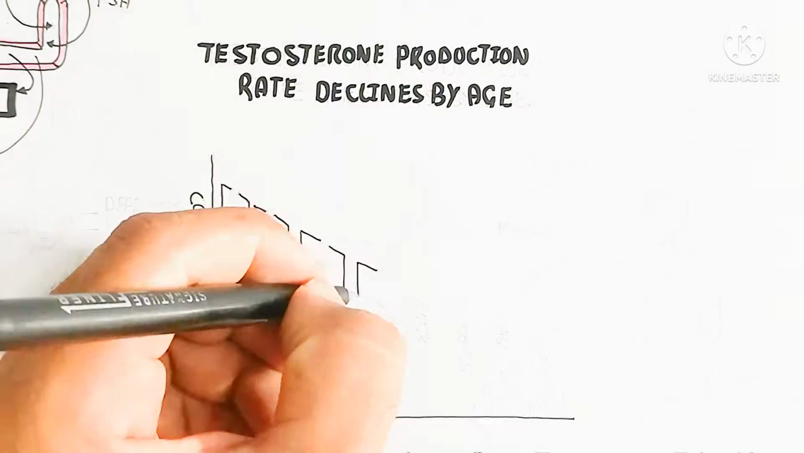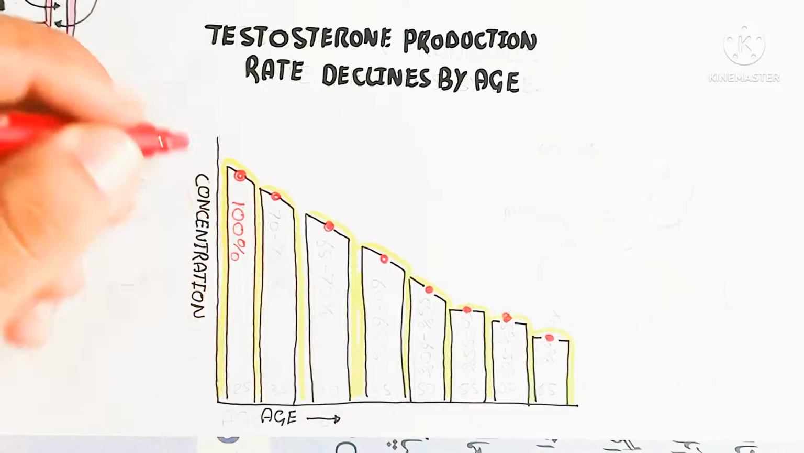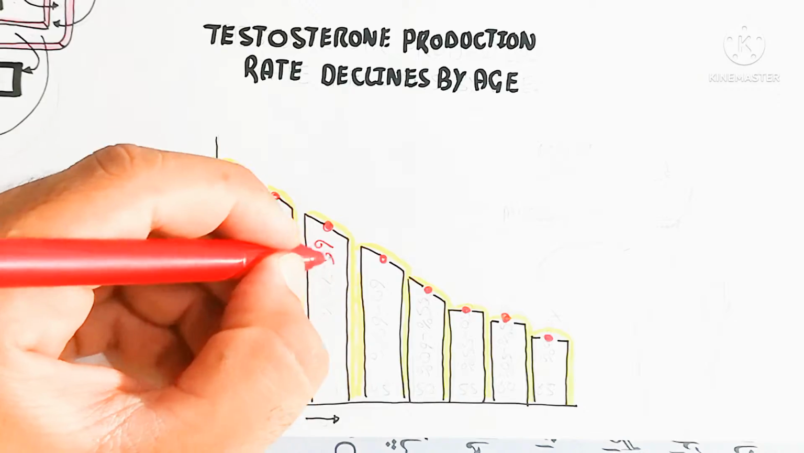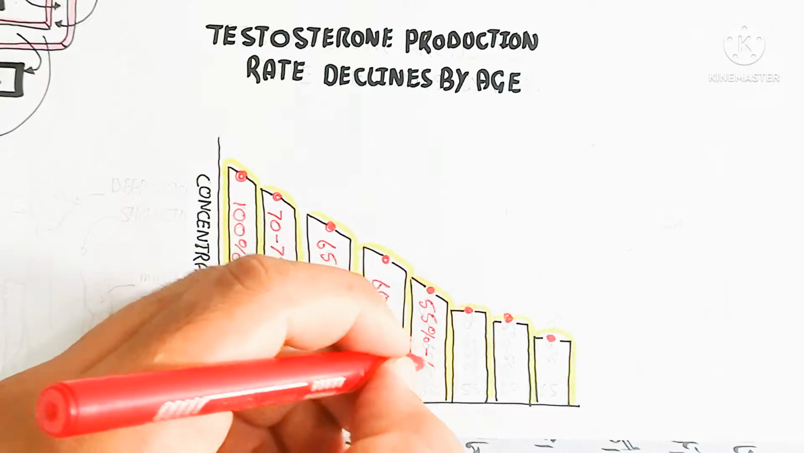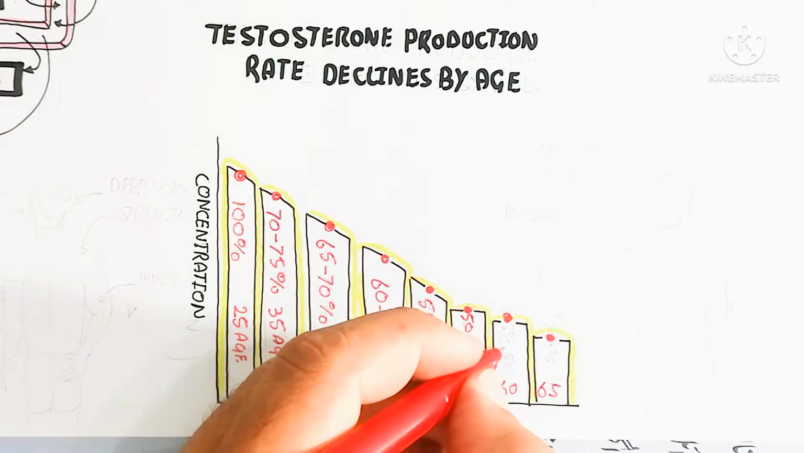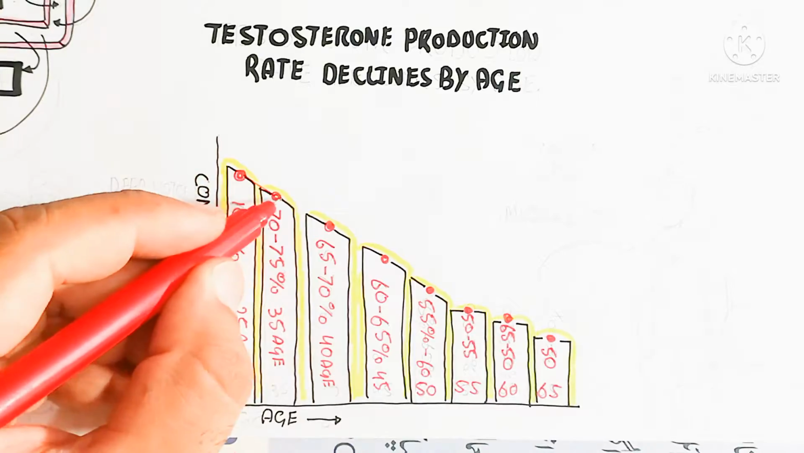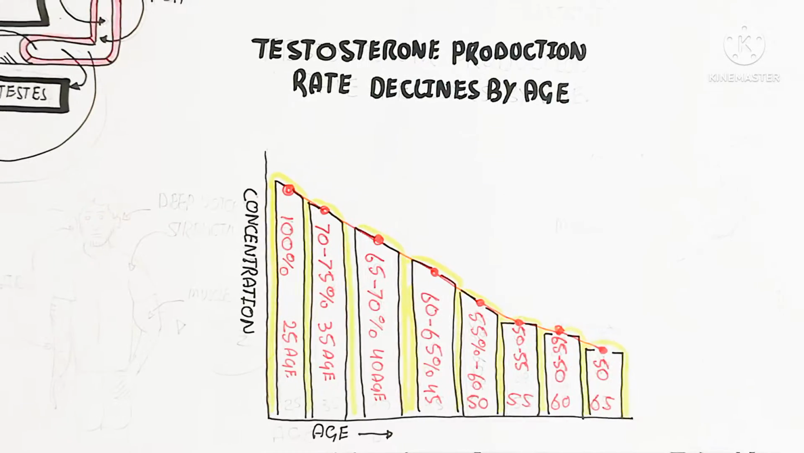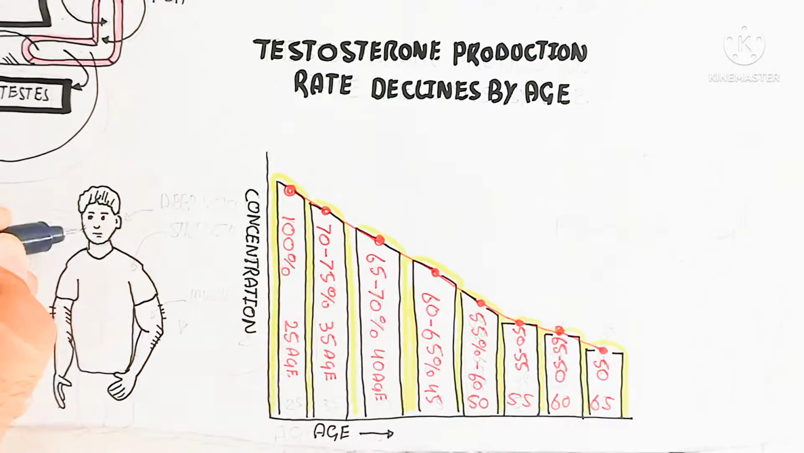Here is the testosterone production rate decline by age. The vertical axis shows the concentration of testosterone, while the horizontal axis shows age. 100% testosterone is produced until 25 years of age, while at 35 it is 70 to 75%, at 40 it is 65 to 70%, at 45 it is 60 to 65%, and at 50 it is 55 to 60%, and so on. In this way there is a rapid decline due to aging.